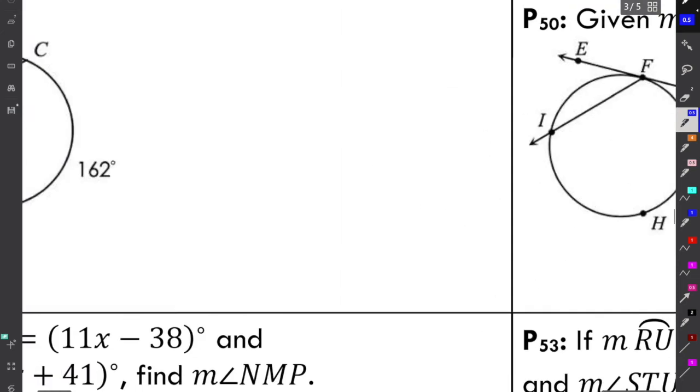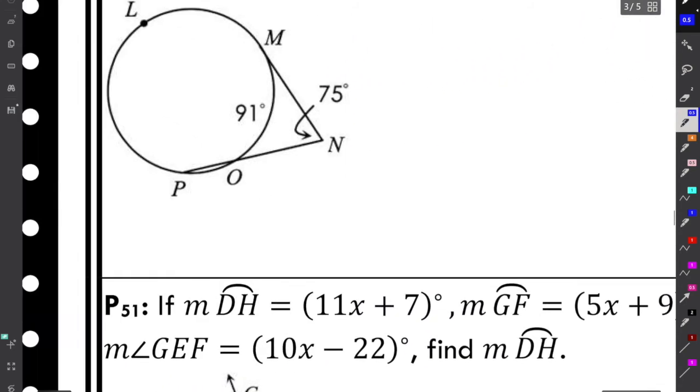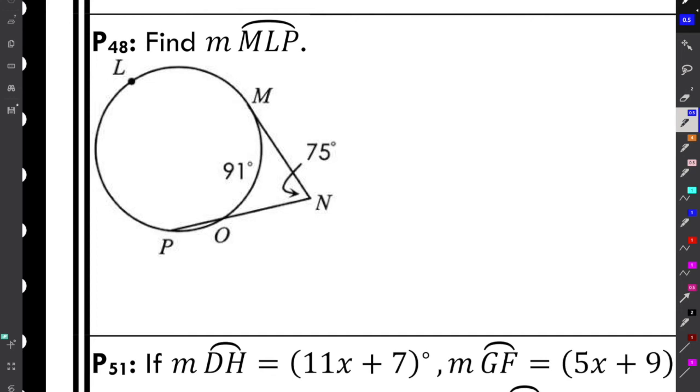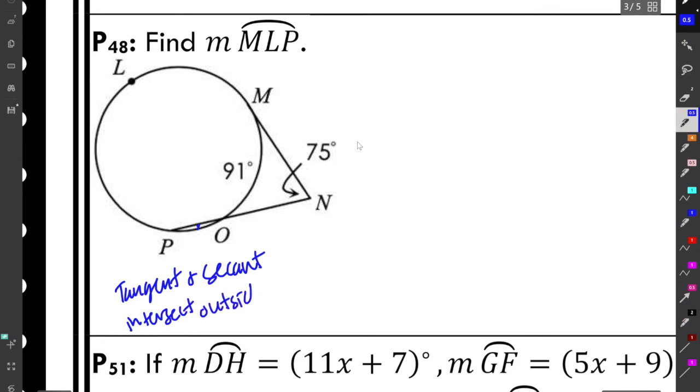All right, number 48. So this looks like it would be two tangents almost, but do you notice this little bitty space right here? This is a tangent and a secant. So we're going to find MLP, which is this right here. We don't know it, we'll call it x. We know that this angle, the 75-degree angle, is half the difference between the bigger minus the smaller intercepted arcs.